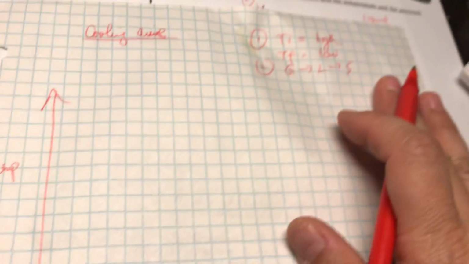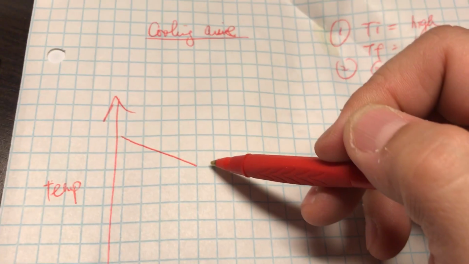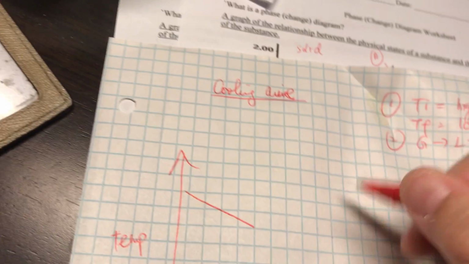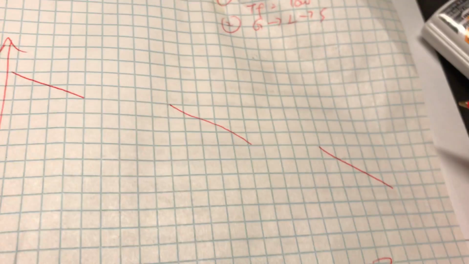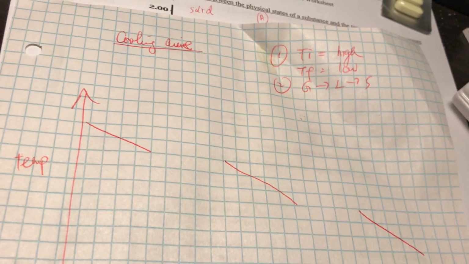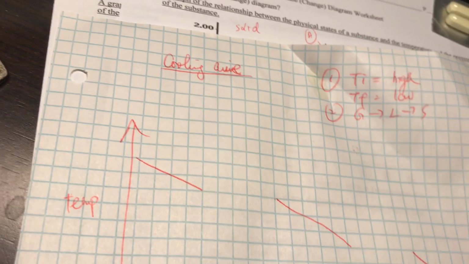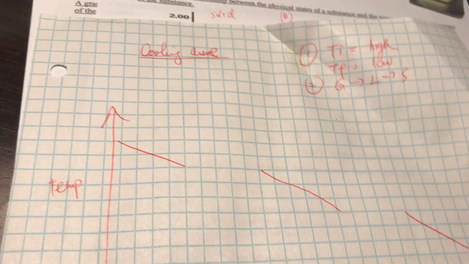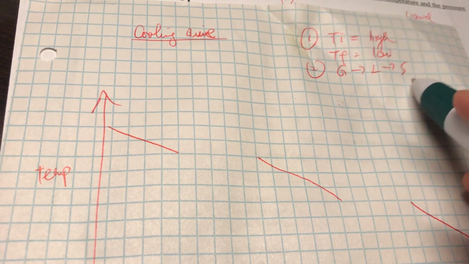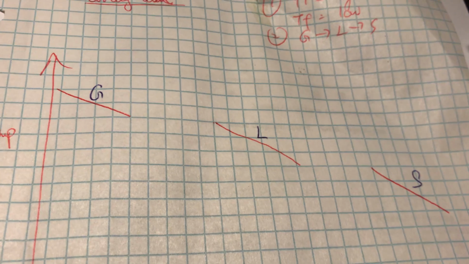To draw the curve, we have to draw three slants. We draw one slant, skip to the right, a second slant, skip to the right, and then a third slant. Maybe we'll extend the graph a little bigger. The three slants you label with the three states: gas to liquid to solid.